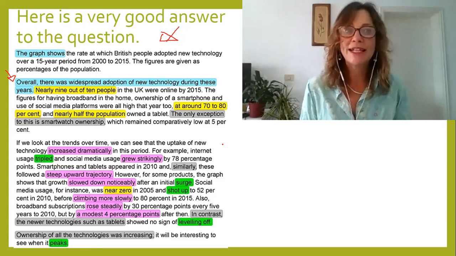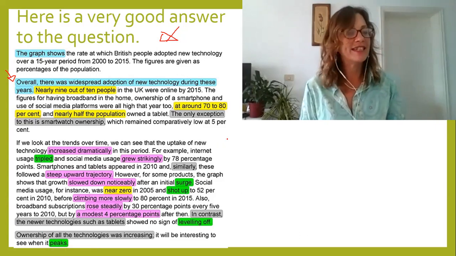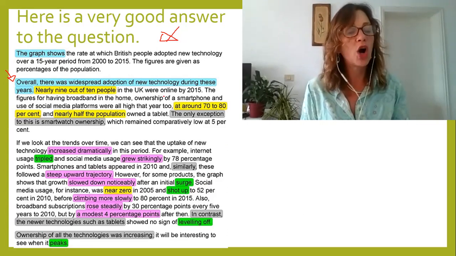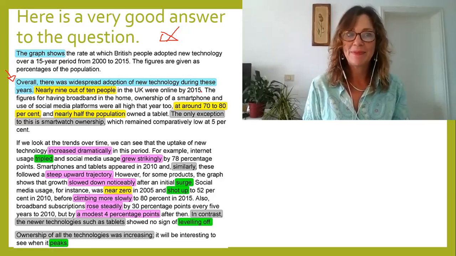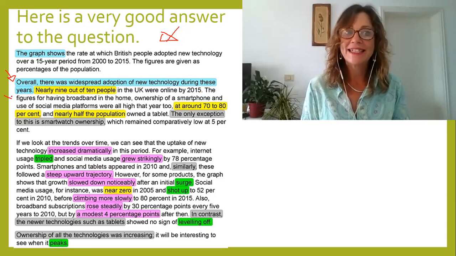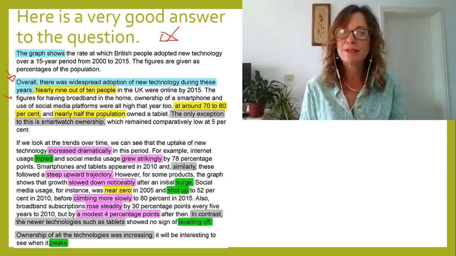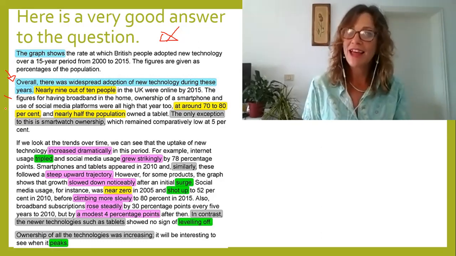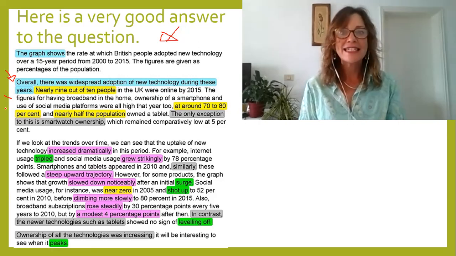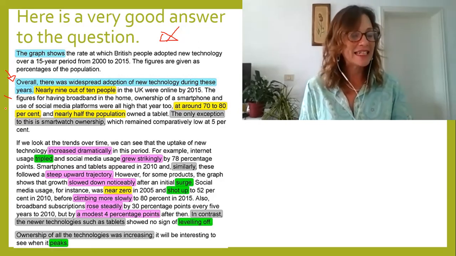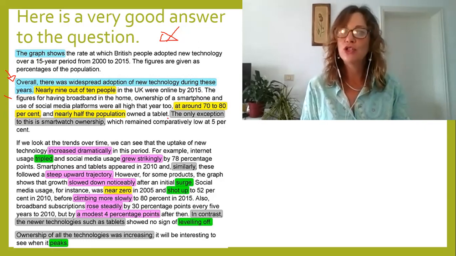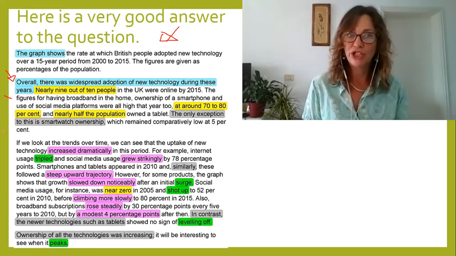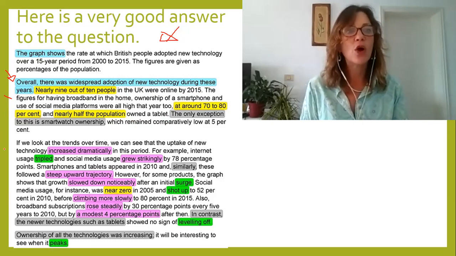Overall, there was widespread adoption of new technology during these years. Nearly 9 out of 10 people in the UK were online by 2015. The figures for having broadband in the home, ownership of a smartphone, and use of social media platforms were all high that year too, at around 70 to 80%, and nearly half of the population owned a tablet. The only exception to this is smartwatch ownership, which remained comparatively low at 5%.